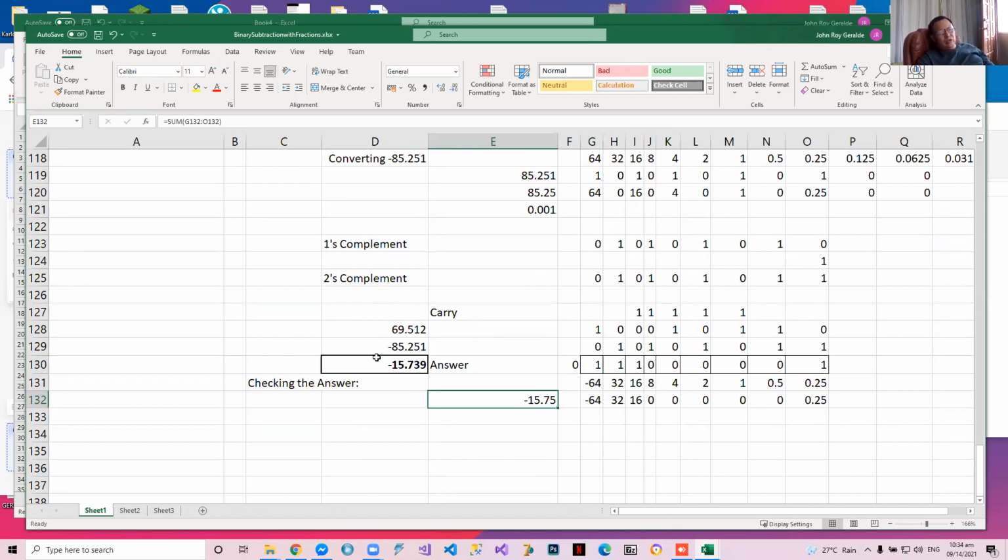So the normal translation works as long as there's an integer and a fraction at the same time. But if there are only pure fractions, they will not work. Okay? Any questions so far? No, did I miss anyone?